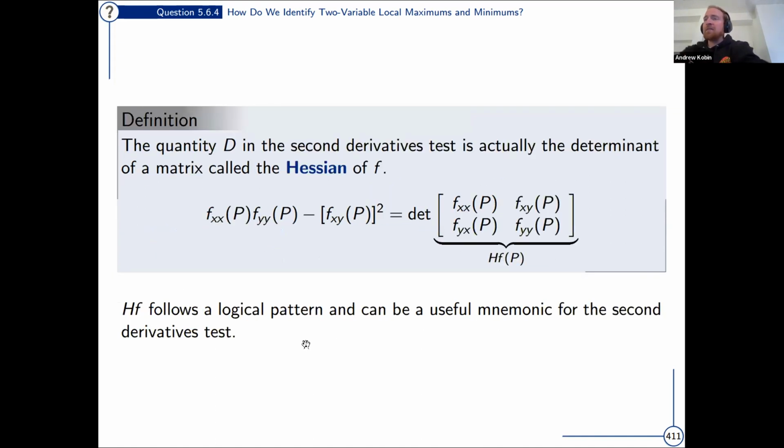Just for a little extra behind the scenes magic, this quantity D, which I'm calling the discriminant, is secretly the determinant of a 2x2 matrix called the Hessian of f. So if you look closely at this expression, if you've seen the formula for the determinant of a 2x2 matrix, if I had A, B, C, and D, this would be AD minus BC. Then this 2x2 matrix, with the second order partial derivatives of all different types lined up in the rows and columns, is called the Hessian of f.